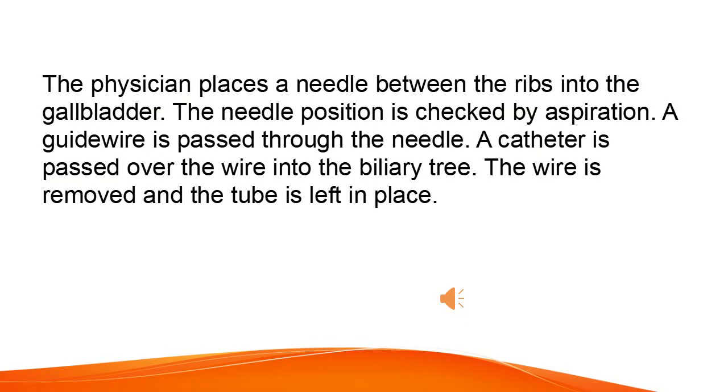The physician places a needle between the ribs into the gallbladder. The needle position is checked by aspiration. A guide wire is passed through the needle. A catheter is passed over the wire into the biliary tree. The wire is removed and the tube is left in place.